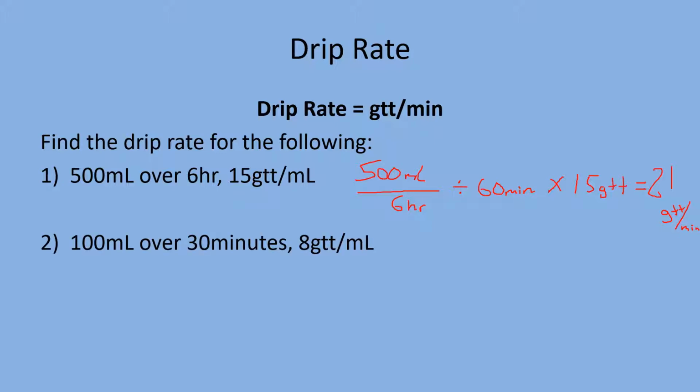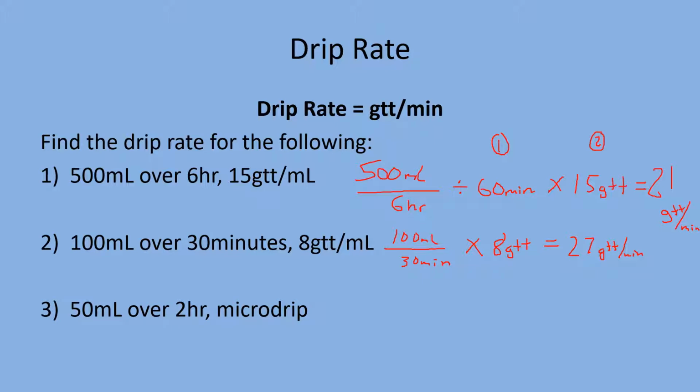Number 2, we got mLs per minute, so I'm okay with that because they already did step 1 for us, right? So this is normally step 1, this is step 2. But since we're already in minutes, all we have to do now is step 2, which is multiply by the drop factor. So 100 divided by 30 times 8. You got 27? 27 drops per minute.